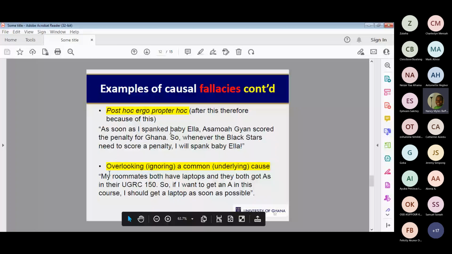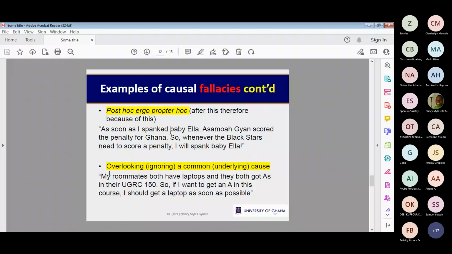Overlooking or ignoring a common underlying cause. Either you are overlooking it because you didn't take notice of it, or you ignore it because you trivialize it. You think it doesn't matter. It is common to the two events you have monitored, but it is underneath them. It underlies them. It's not obvious.